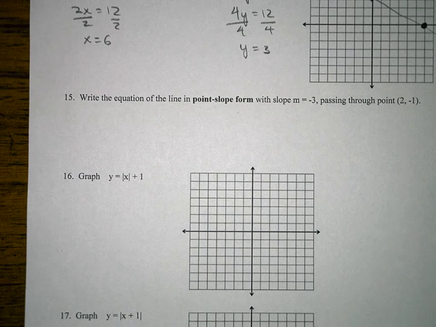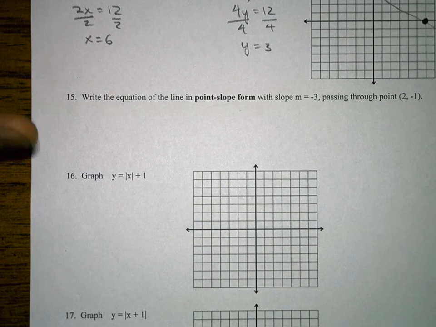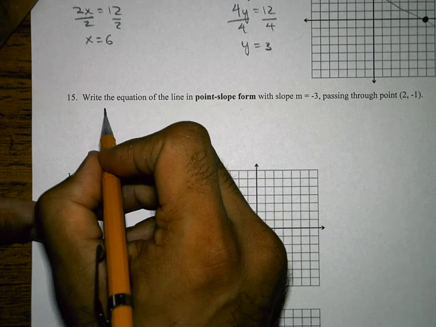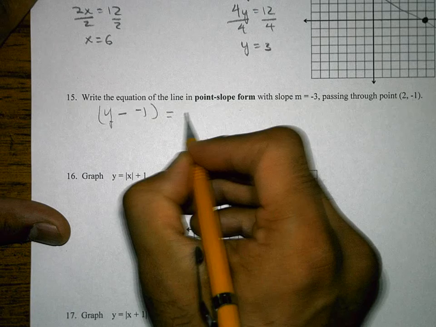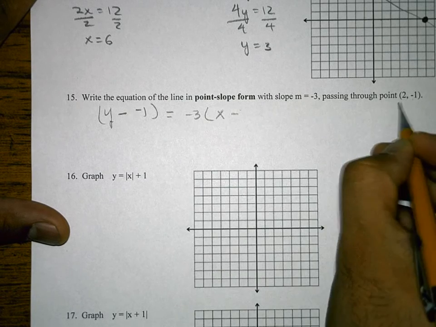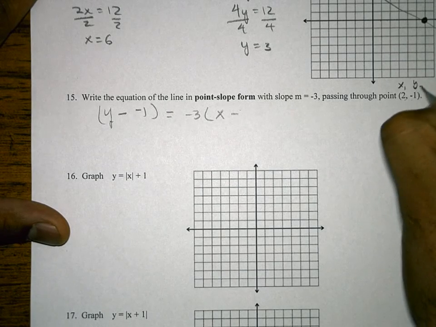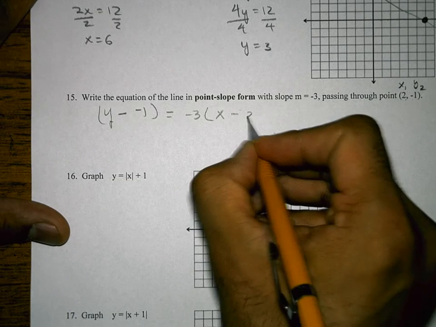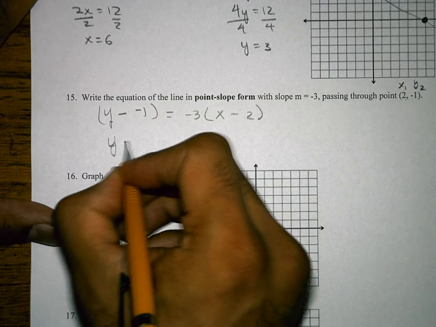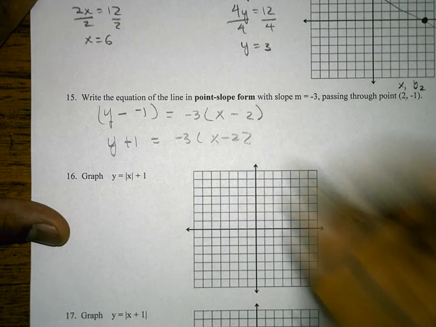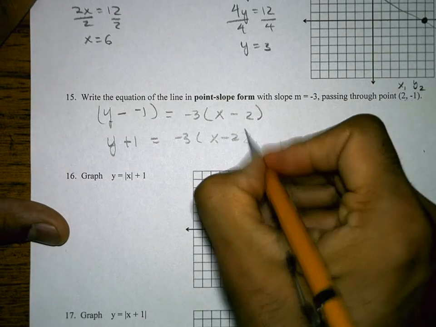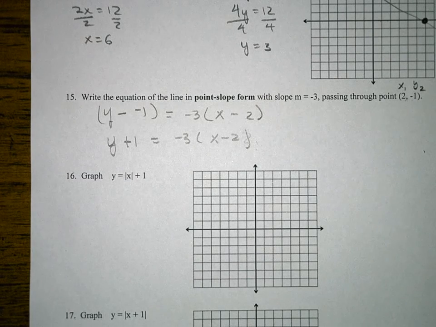Number 15. Write an equation in point slope form. Okay, so I'm going to use y minus y1 equals m times x minus x1. So I'm going to say y minus negative 1 equals the slope times x minus x1. All right, 2. Should probably simplify that and add the opposite. Oops, sorry. And it's point slope, so I don't need to solve for y. I'll stop right there.